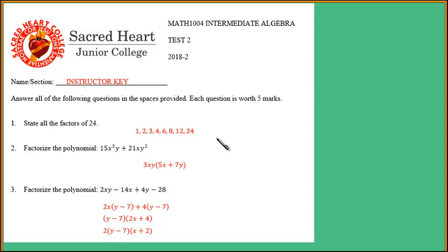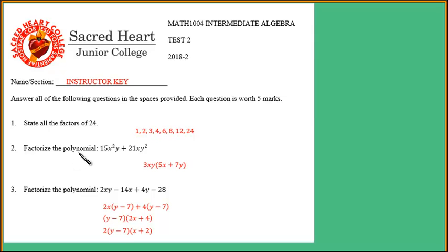Hi, I'd like to take this opportunity to go over test 2. So here are the questions. There were 13 in all. Here is the first one. State all the factors of 24. This should be straightforward and not require much explanation. 1, 2, 3, 4, 6, 8, 12, and 24.